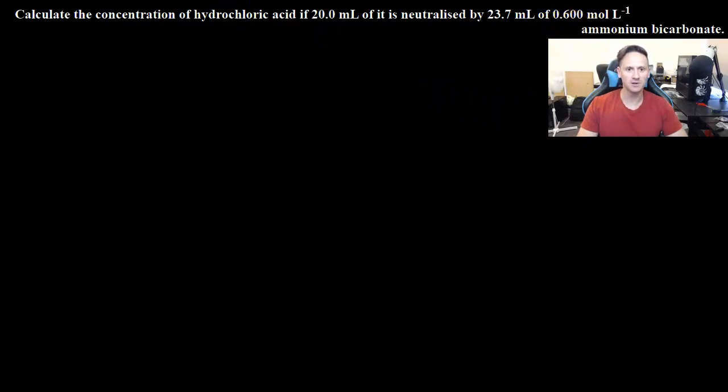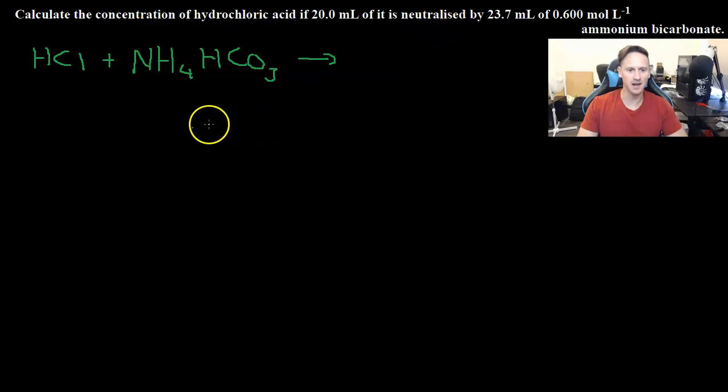So the first thing you want to do is make sure that you have a balanced chemical equation. So in this case, we have hydrochloric acid, HCl, plus ammonium bicarbonate. Now the ammonium ion is NH4 plus, and bicarbonate is HCO3 minus. So that's going to combine to NH4HCO3. And that is neutralized, so we have an acid-base reaction.